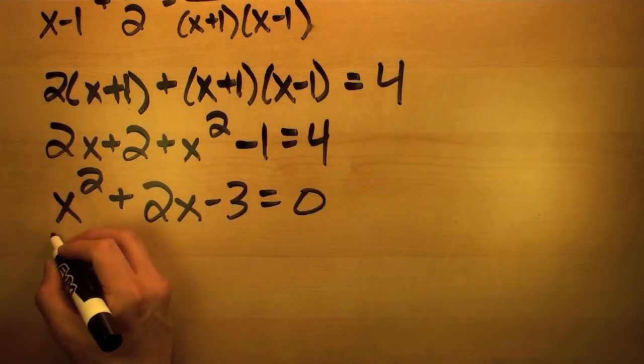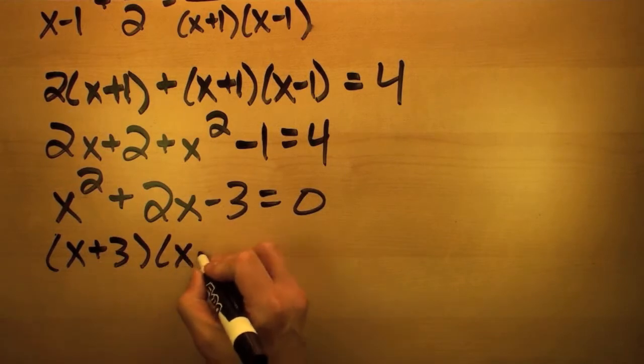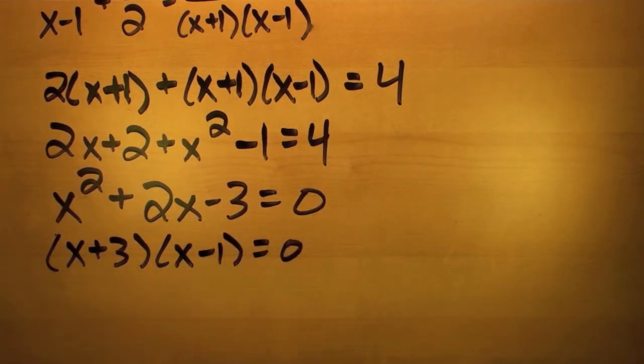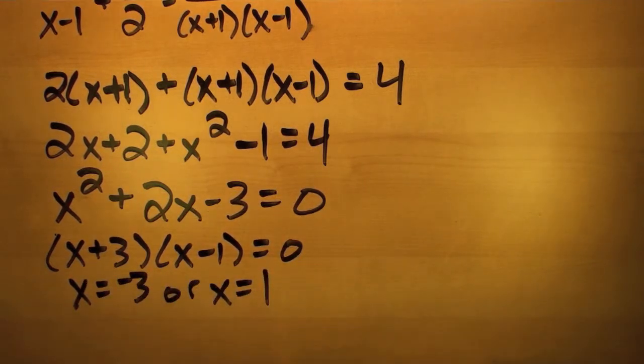which factors as (x plus 3)(x minus 1) equals 0. So x equals negative 3, or x equals 1.